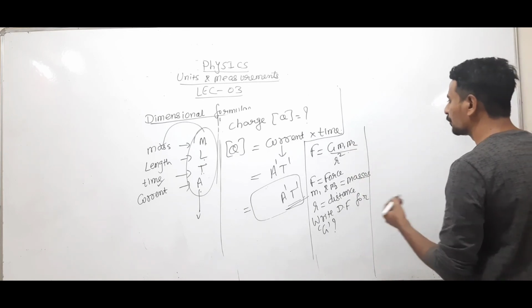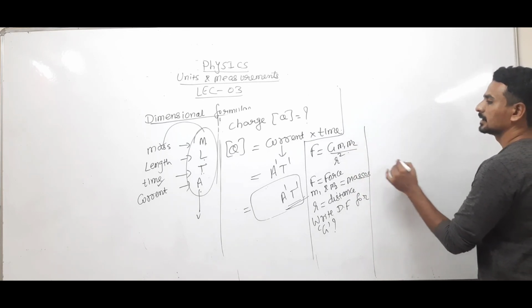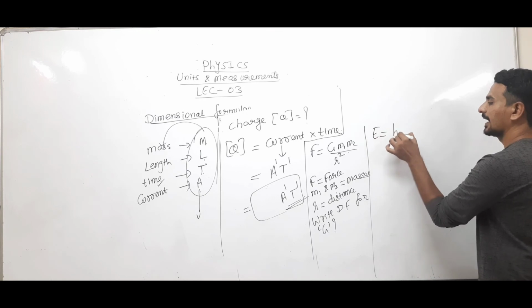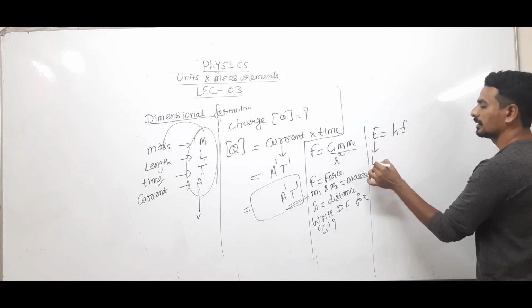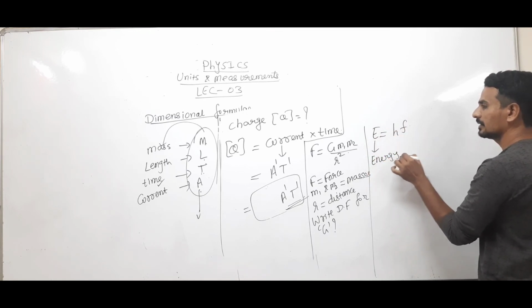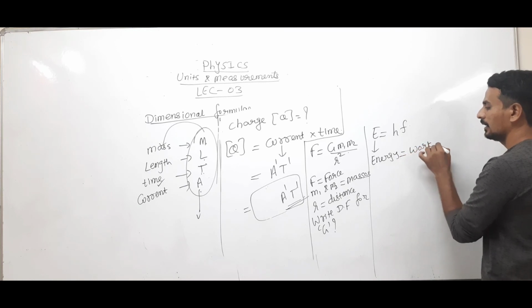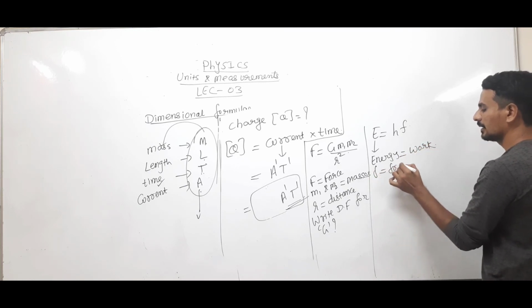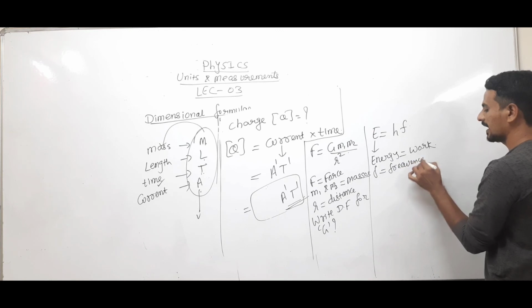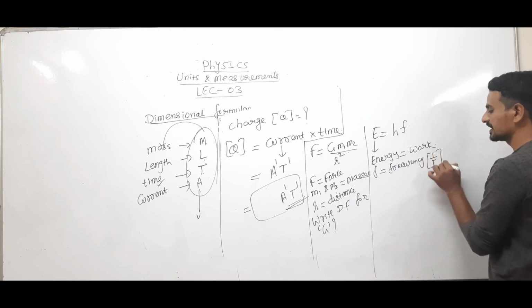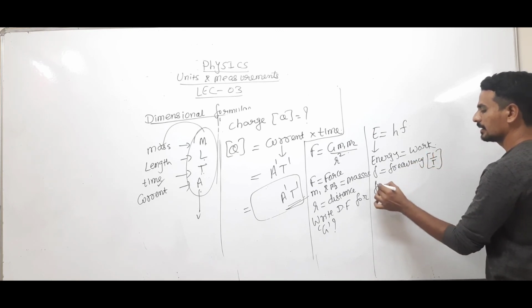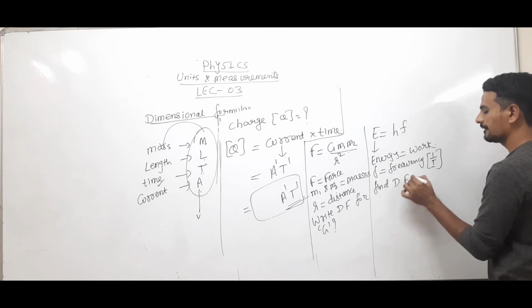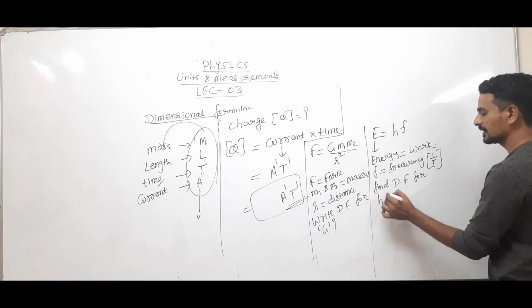And one more, let us say energy is equal to h f. Energy, this is work done, we have already solved. f is frequency. Okay, I'll give you the formula for frequency, 1 upon T. Find the dimensional formula for Planck's constant. h is known as Planck's constant.